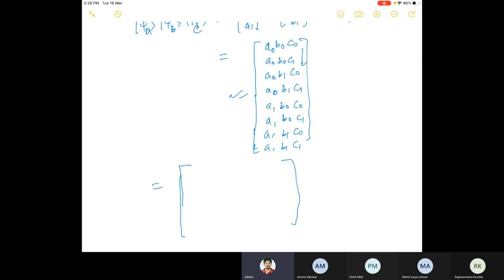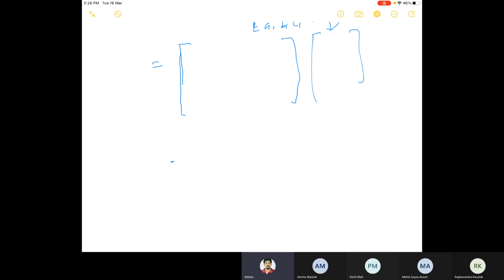So what I want is, whatever the matrix is, that should change. If I multiply this, this should give me this one: c0 c1 times b0 b1 times a0 a1. This should be the outcome. This is the output.